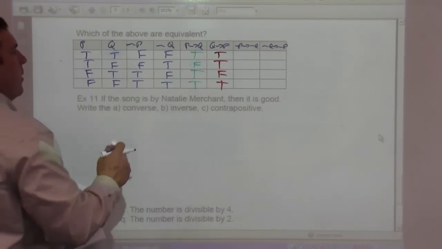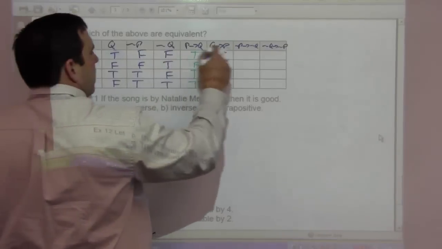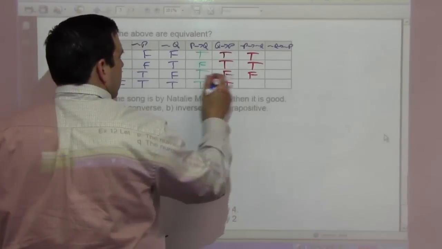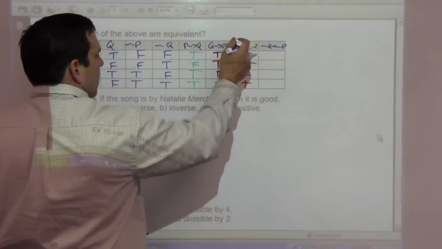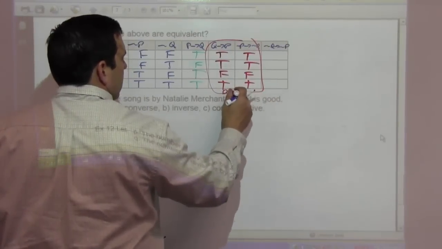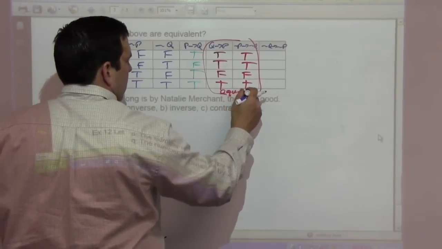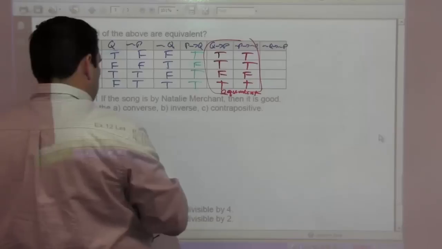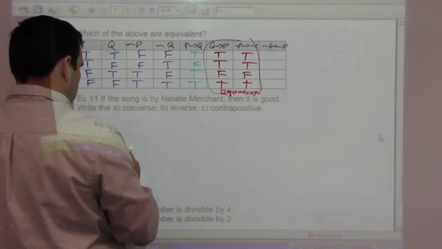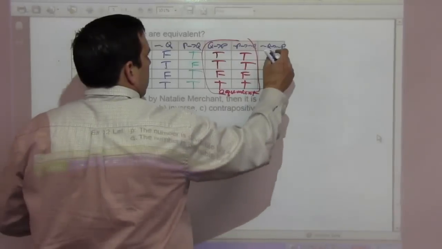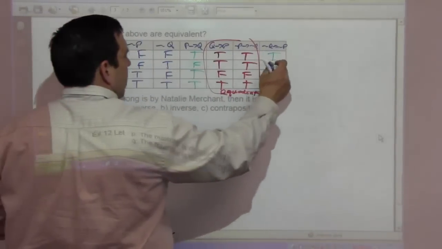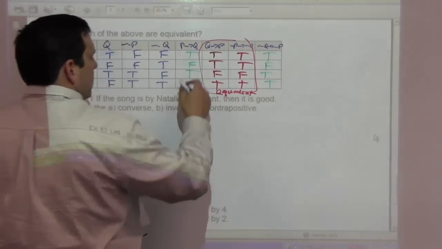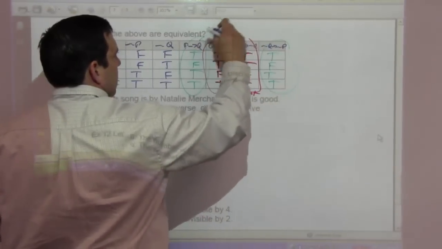Next one, if not P, then not Q. If false and false, that's true. If false and true is true. If true, then false is false. If true, then true is true. So look at that. These two are equivalent here. And if not Q, then not P. If false and false is true. If true, then false is false. If false, then true is true. If true, then true is true. So these two are also equivalent.